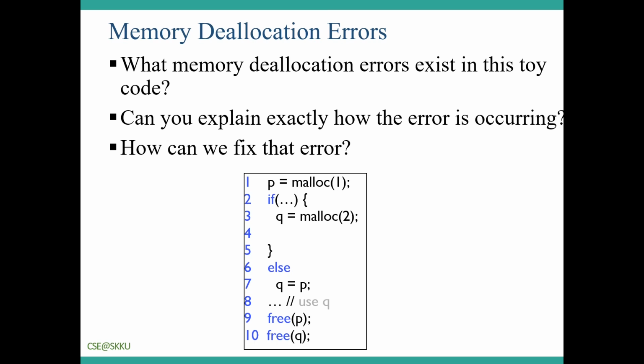Okay, so one way to fix this bug is to simply move the free statement from line 9 to line 4: free P. With this change, the object is freed only once and only when the else branch is executed.